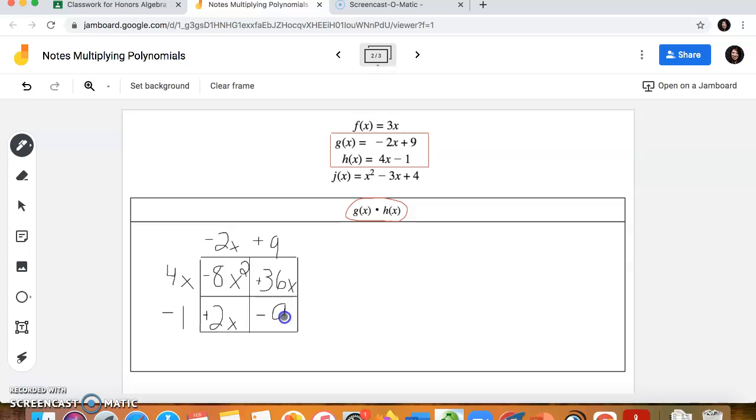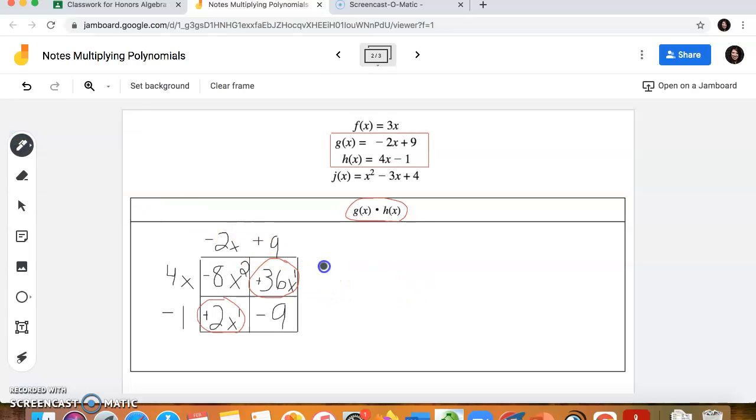Now, this time you want to look at what's inside your box, because there are some terms that we can combine. The 36x and the 2x have the same variable and the same exponent. They both have a variable of x, and they both have an invisible 1 as their exponent. So we can actually combine those.